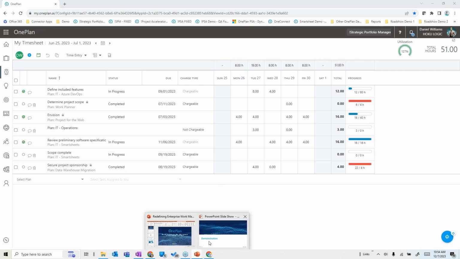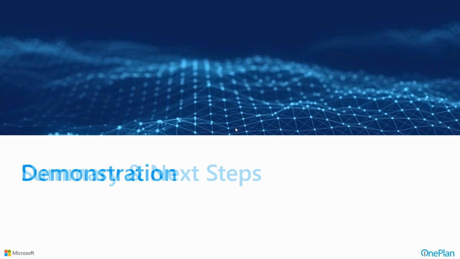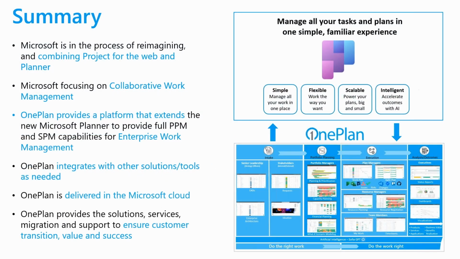Alrighty, so with that, let's go back to the slides and try to wrap up here. So in summary, we talked about how Microsoft is in the process of reimagining and combining Project for the Web and Planner. Microsoft, with this, is focusing more on the collaborative work management area and really focusing its attention and development there.